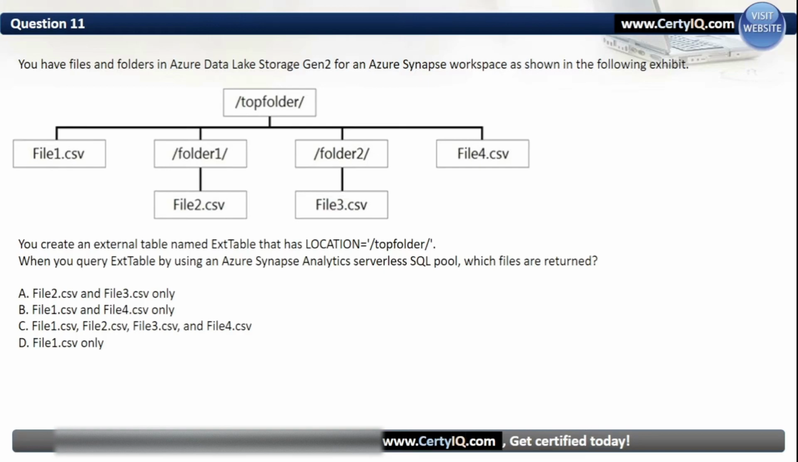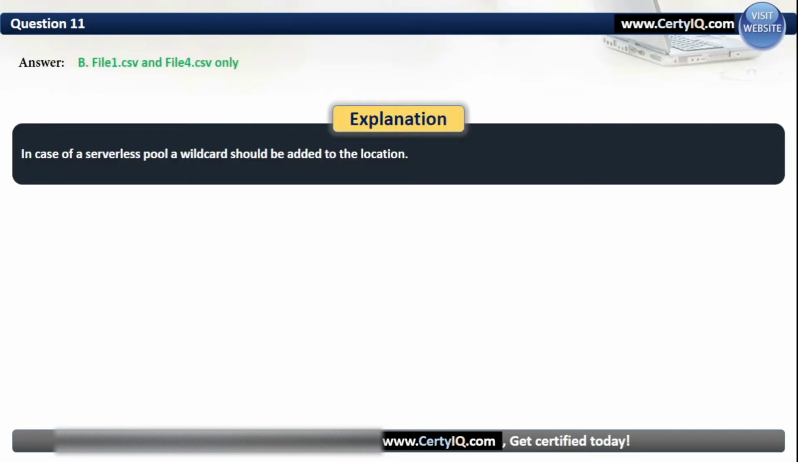Our options are A. file2.csv and file3.csv only. B. file1.csv and file4.csv only. C. file1.csv, file2.csv, file3.csv and file4.csv. Or D. file1.csv only. The correct option is B. file1.csv and file4.csv only. In case of a serverless pool, a wildcard should be added to the location.